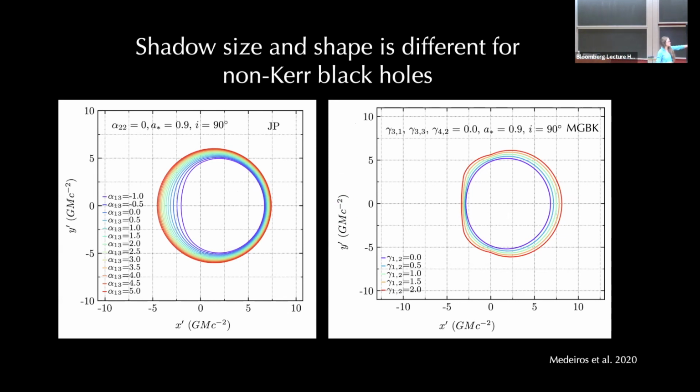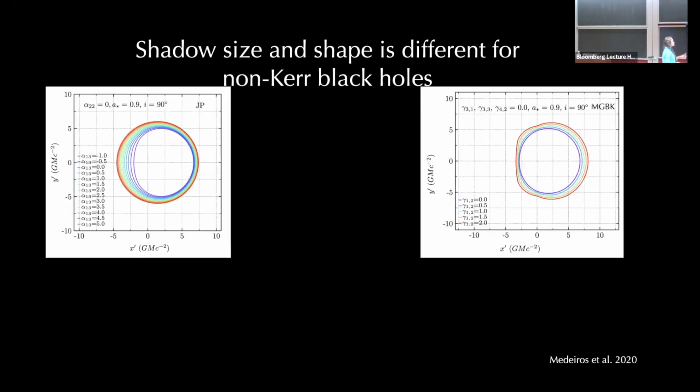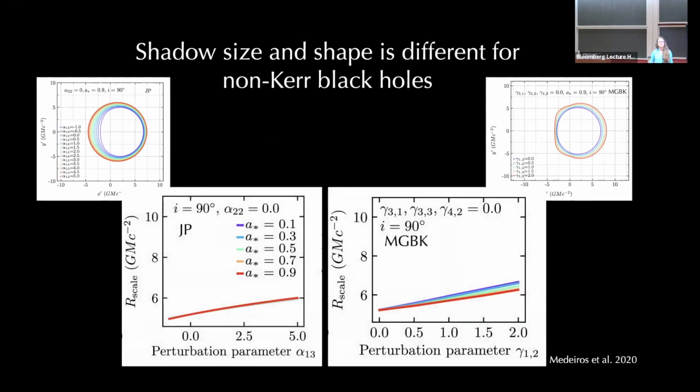In each of these, this is JP, which is Johannsen and Psaltis. The other one is MGBK, which is Vigeland, Yunes, and Stein's metric. And in each of these, I'm just varying the one parameter that has the largest effect on the size and seeing what that effect actually is. In those two panels, I kept spin constant, but I also want to know what the effective spin is. So on the bottom panels, I'm showing the radius of the shadow as a function of this primary perturbation parameter, but the different colors are also showing the effective spin.